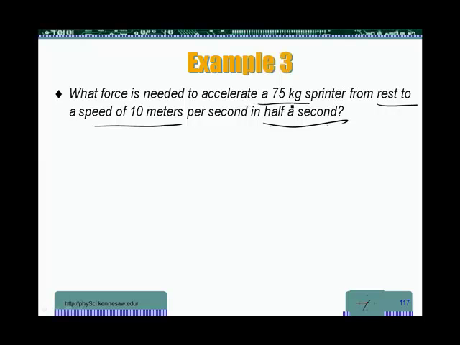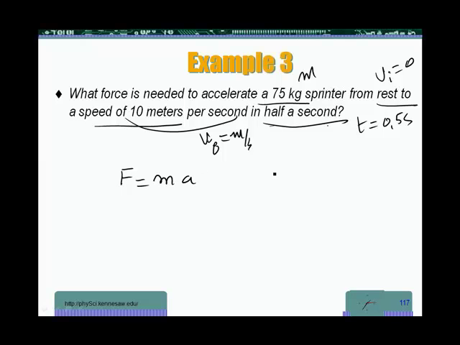So what we have here, the mass of the sprinter, from rest, that's initial velocity, and then 10 meters per second, that gives us the final velocity. And we are given a time, half a second. Now the force needed, the unbalanced force, is going to be MA. So I'm going to need to find A. I'm going to find it using kinematic equations where A is VF minus VI over T.